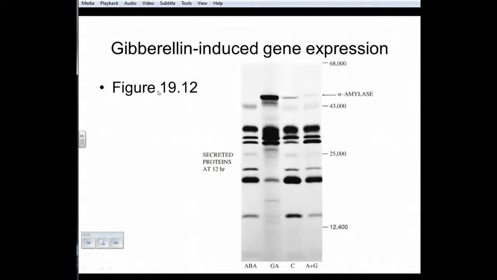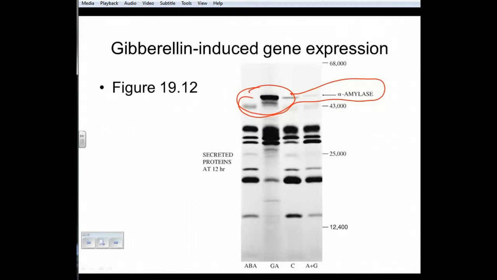Now, here's something that you may not have seen before. This is called electrophoresis, and basically it's a gel, sort of like agar, and you can run proteins through it, and you can separate out proteins. And the one you see here is the second panel where it has gibberellic acid, and guess what? You get this protein that is alpha amylase produced. You get a bunch of it produced. And you don't see it in the other. You see it a little bit in the control.